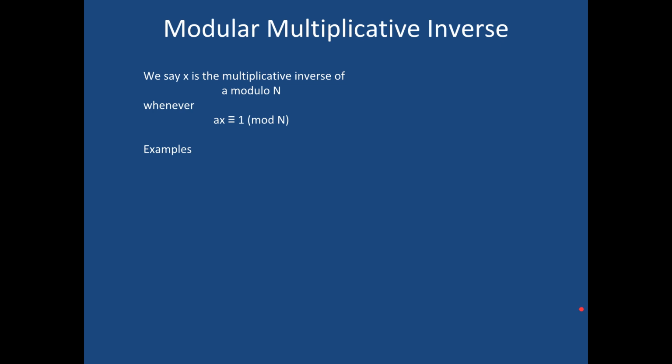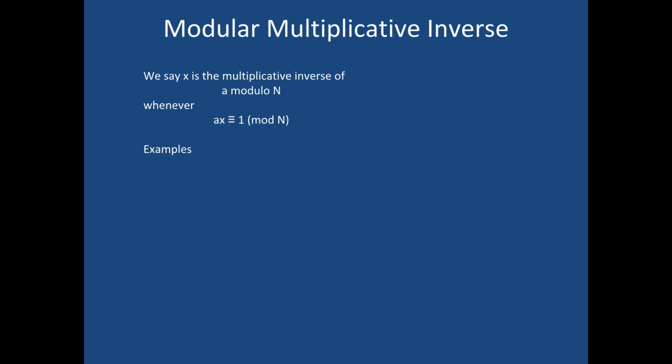All right, so we're going to spend the last 5 minutes on what I spent the last 5 minutes on last time, which is modular multiplicative inverse. And we actually started today with this. So we say that x is the multiplicative inverse of a mod n when a times x is congruent to 1 mod n.